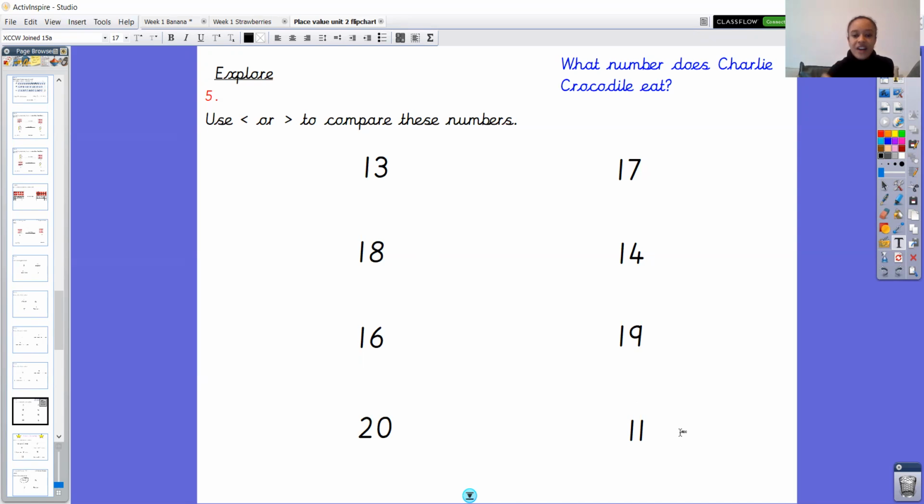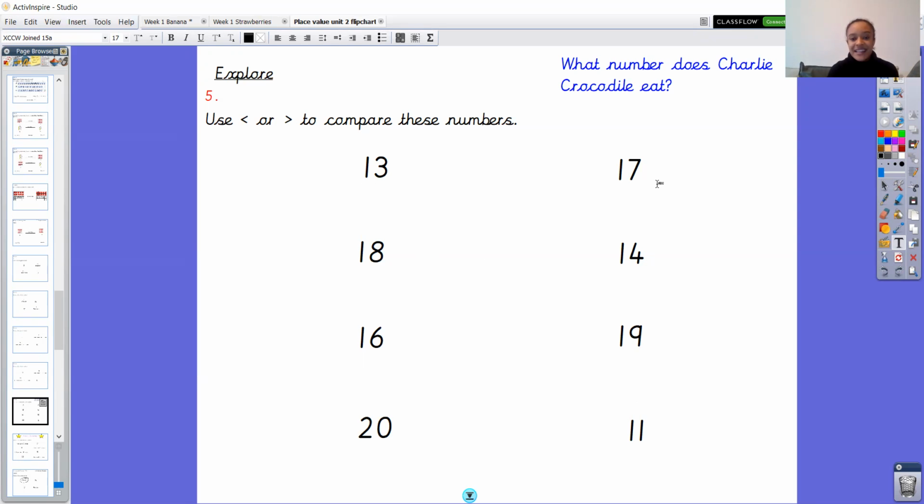Fantastic. Okay, so let's start off with our first 2 numbers. We've got 13. How many 10s and how many 1s in 13? That's right, 1 10 and 3 ones. And we've got 17 with 1 10 and 7 ones. So which one of those 2 numbers is the biggest?